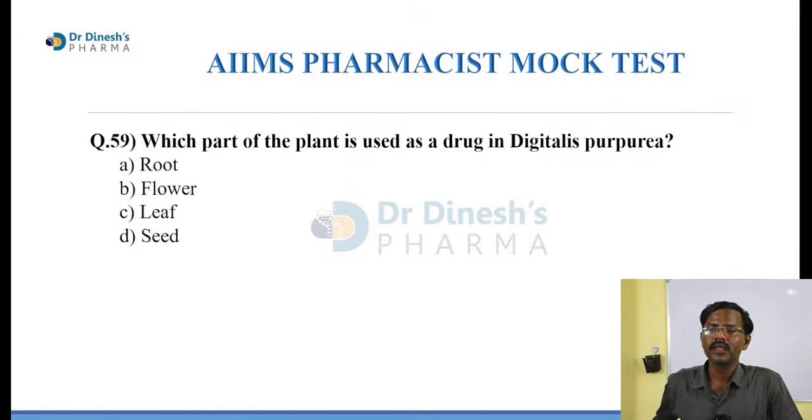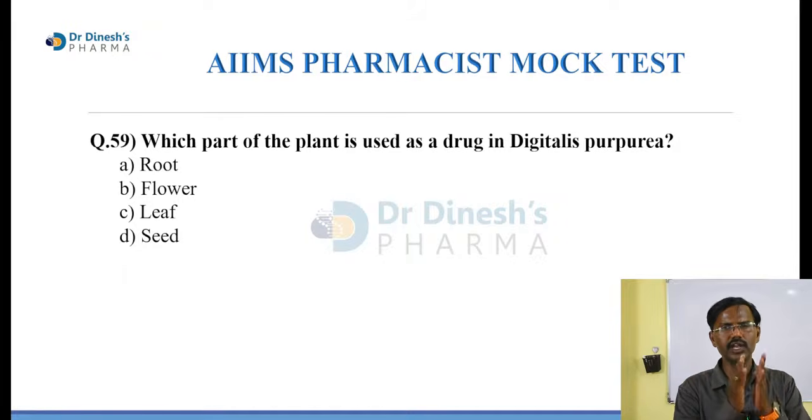Next question. Which part of the plant is used? Coming to pharmacognosy, very important. There is nothing difficult in pharmacognosy. You must know the biological source, family, and chemical constituents. That's it. You will get the questions, you will get the marks.